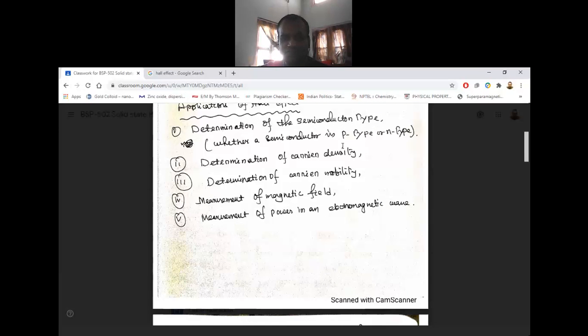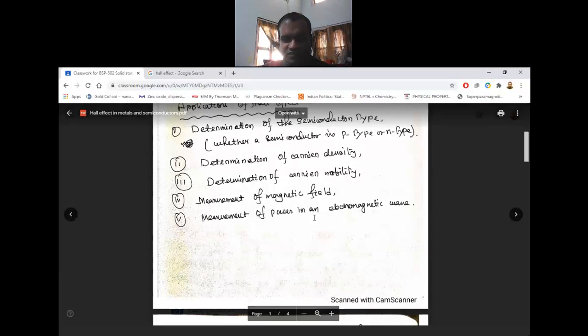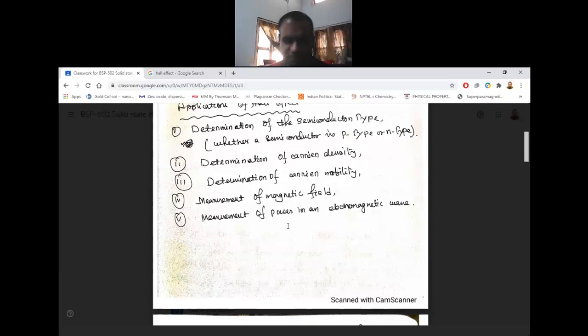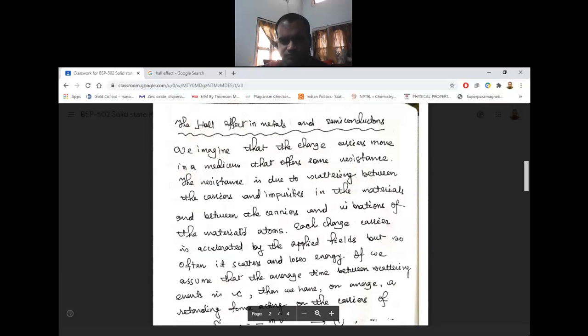Then determination of carrier mobility. Carrier mobility you can also calculate. I don't remember the mobility formulas exactly, but they are given in most of the textbooks. Then measurement of magnetic field, which you can also calculate. Then measurement of power in an electromagnetic wave. Although that is not required right now, maybe in some other classes. Anyway, these are some of the applications of Hall effect. So Hall effect is a very important topic in semiconductor physics.